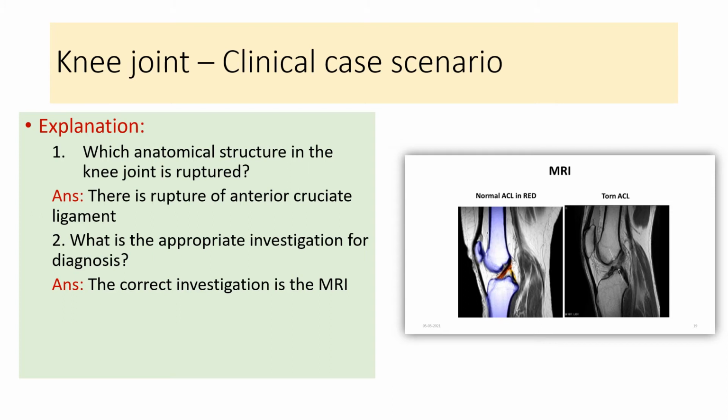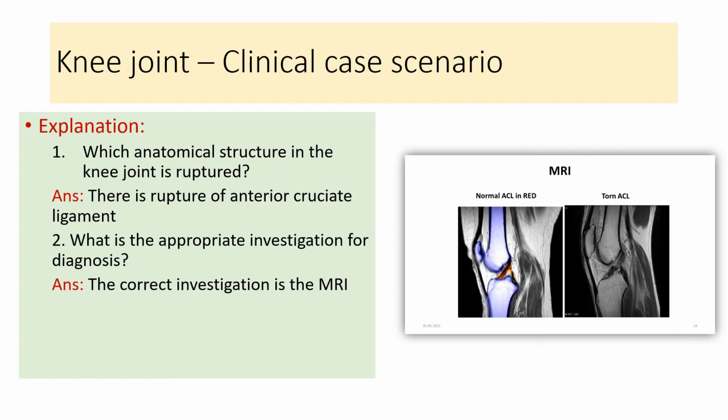Now that I have already explained to you about the test that is performed, the Lachman test, for the tear of the anterior cruciate ligament, it is easy for you to answer this question. What is the anatomical structure in the knee joint that is ruptured? So the structure that is ruptured is the anterior cruciate ligament.